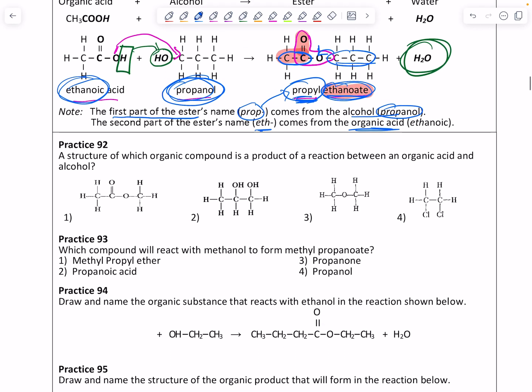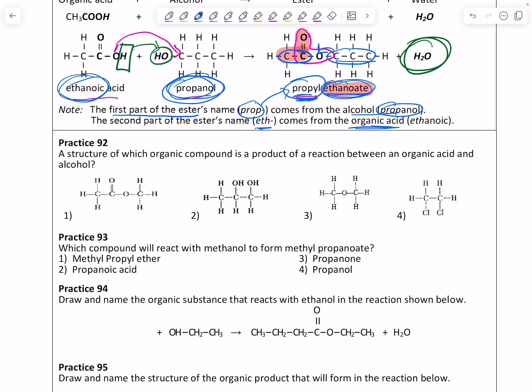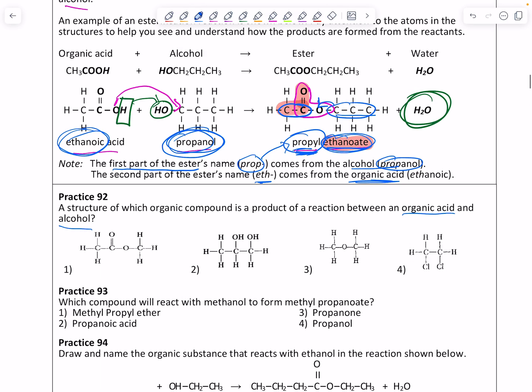So now looking ahead to practice, again, try to pause, try to do some of them on your own before you start checking and going ahead. But I'm going to go ahead and start working, so pause now if you want to. So on this first one here, practice 92, it says a structure of which organic compound is a product of a reaction between an organic acid and alcohol. So basically, they're asking which of these structures could be formed if you reacted an acid and an alcohol.